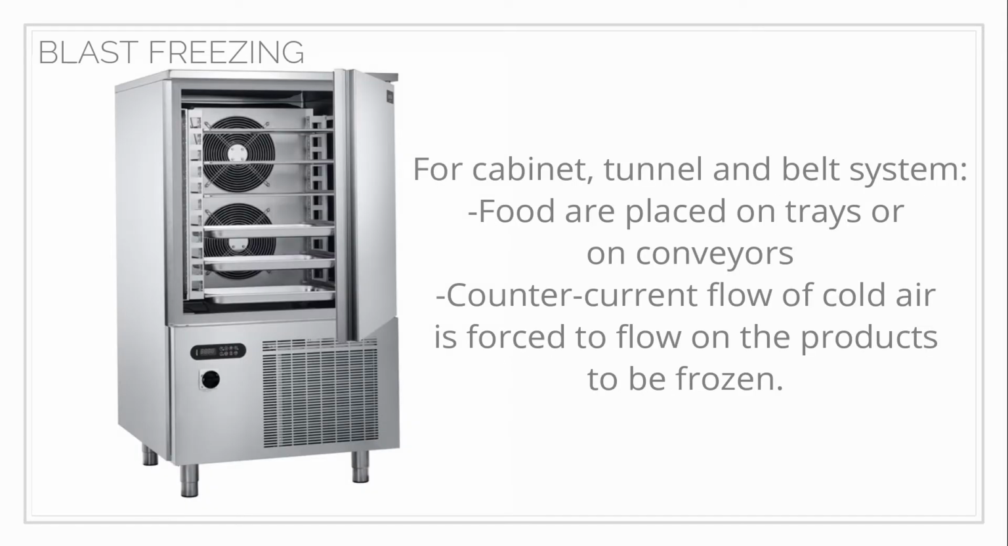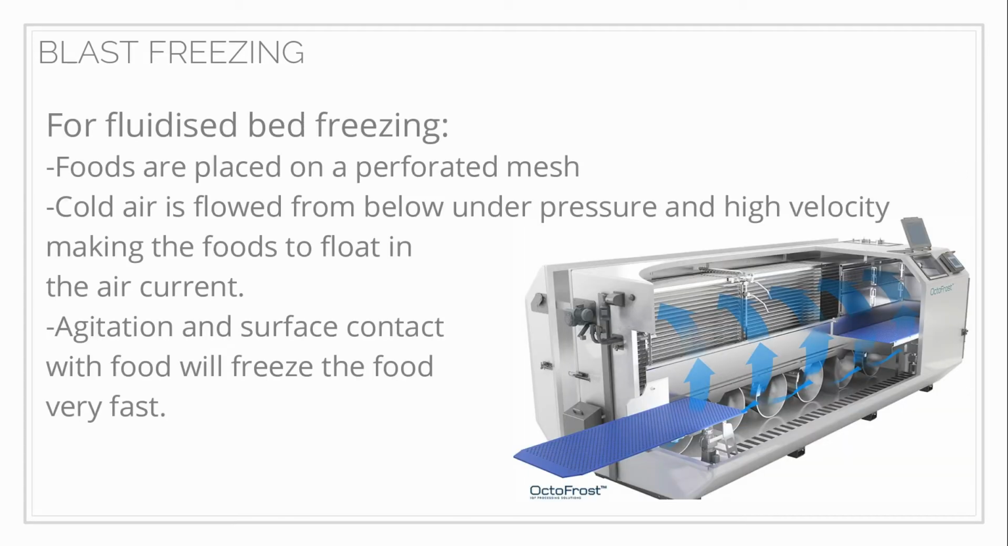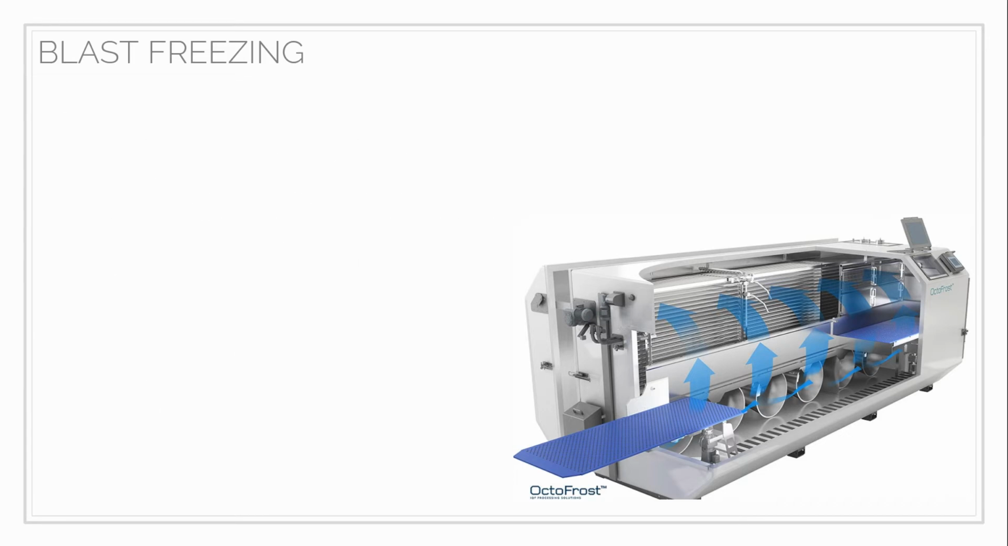For cabinet, tunnel, and belt systems, food is placed on trays or on conveyors. Counter-current flow of cold air is forced to flow on the products to be frozen. For fluidized bed freezing, foods are placed on a perforated mesh. Cold air is flowed from below under pressure and high velocity, making the foods float in the air current. Agitation and surface contact with cold air will freeze the food very fast.